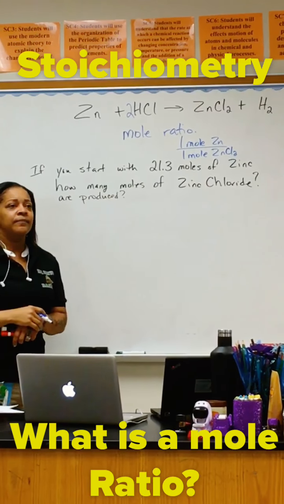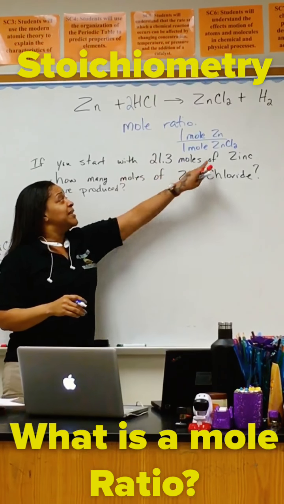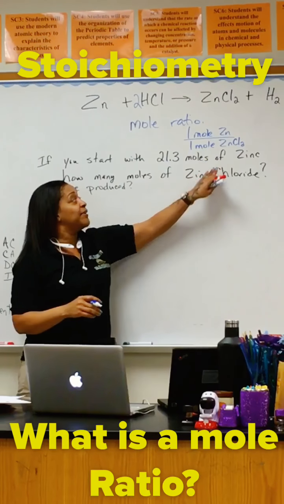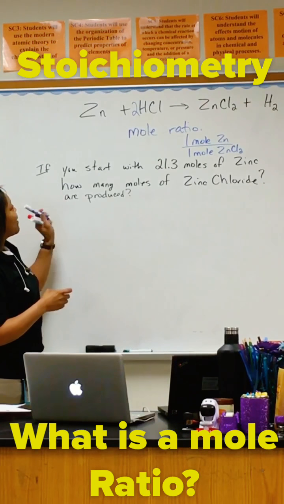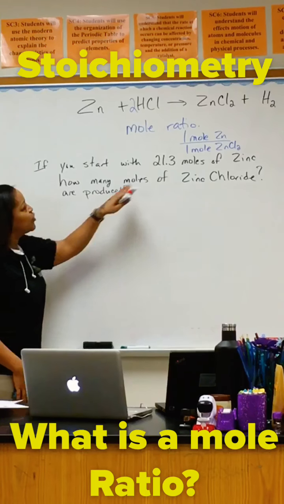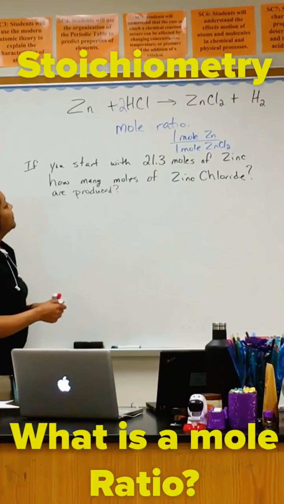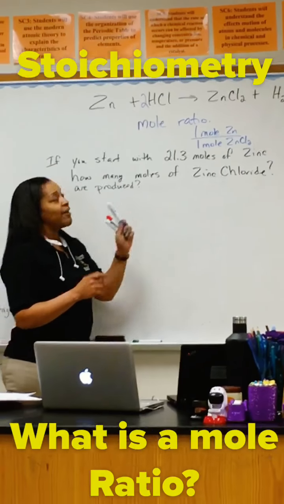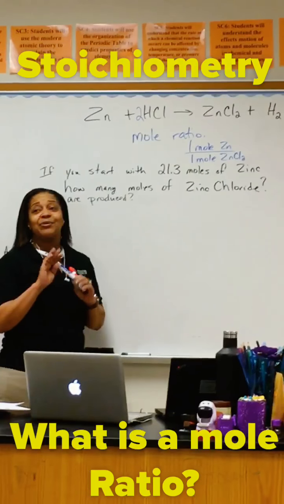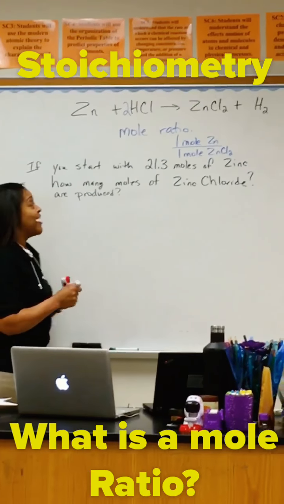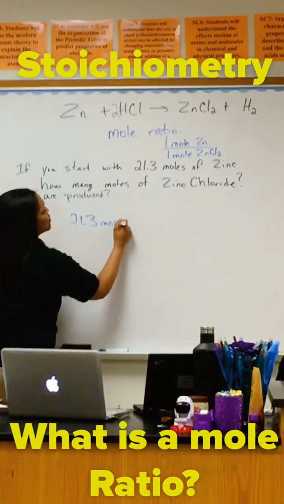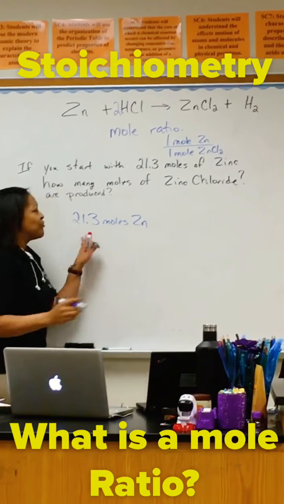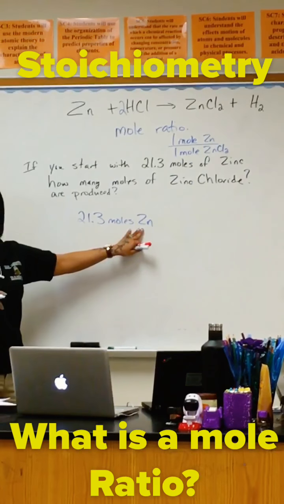Make sense? Well, if this makes sense to you and these are the two in the problem, then you'll see very quickly that this is what we're going to have to use in our problem. So this problem says here, if you start with 2.3 moles of zinc, how many moles of zinc chloride are produced? So just like with any other problem, we're going to start by writing our given, 21.3 moles of zinc. Notice I wrote all of my units again.